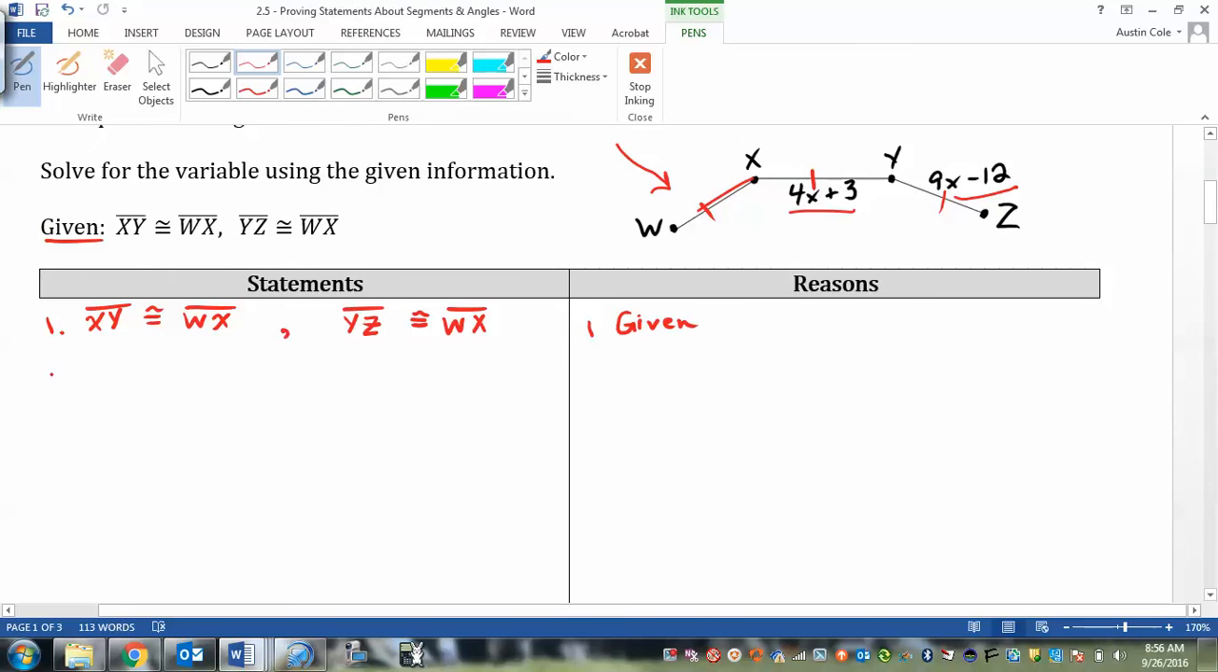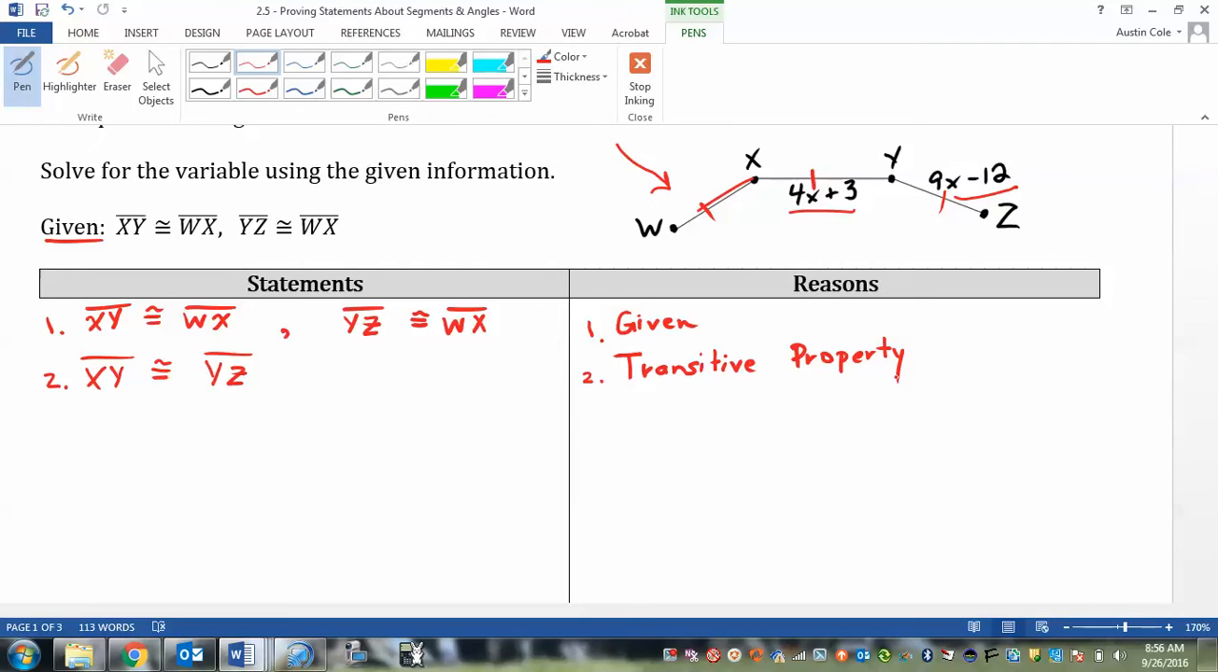Okay, so here's what we're going to do. I'm going to state that segment XY is congruent to segment YZ. Our reason? Well, that's the transitive property. If both of these segments are congruent to WX, well then they're congruent to each other, and that's the transitive property.